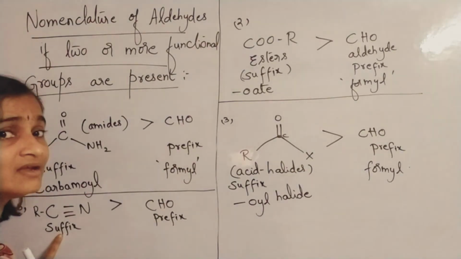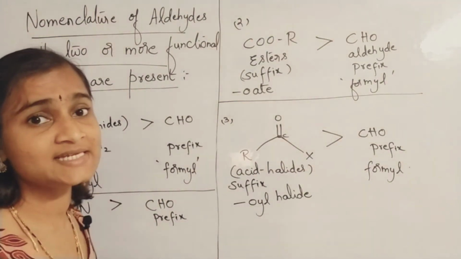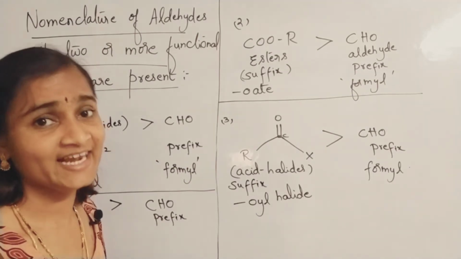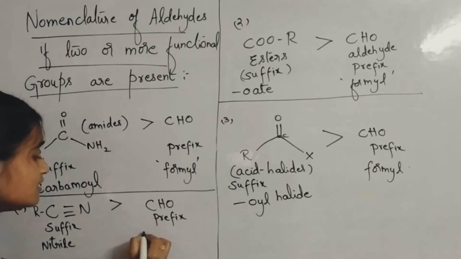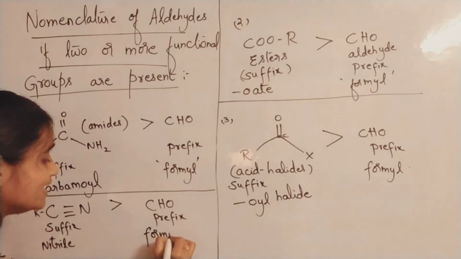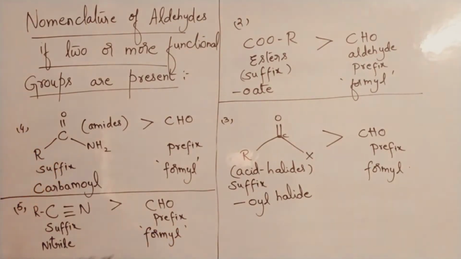Do you remember? What is the suffix for cyanides? Yes, nitrile. Nitrile is the word you have to use for cyanide compounds. In such case, you will be giving less priority for aldehydes. That is, as usual, formyl is the word. So, these are 5 functional groups most commonly seen, which are having what?